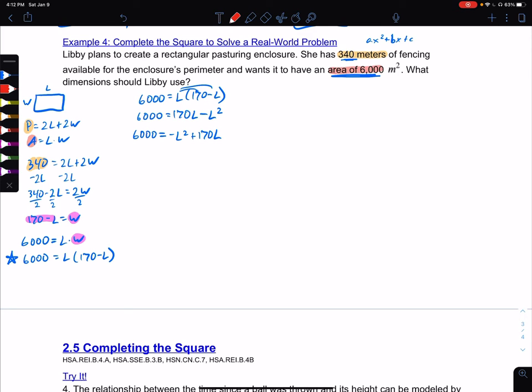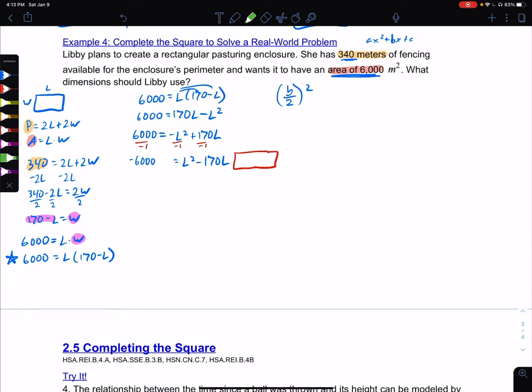So you want that x squared, that quadratic as the leading term. I do not like that the leading term of the quadratic is negative, so I'm going to divide everything by negative 1 so that I can change that. So negative 6,000 equals a positive L squared minus 170L. And now that's much better for me. Once again, because it is a complete the square example, I now know I'm going to use b over 2 squared. I'm looking for this term here. What is going to be that term to make a perfect square trinomial?